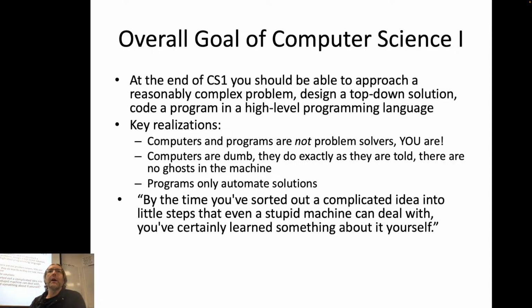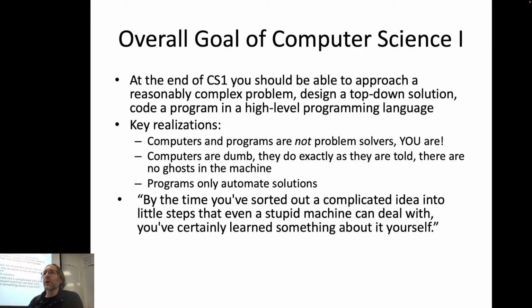Very broadly here, at the end of Computer Science 1, you should have come to the realization, or the skills that you should have acquired are that you can approach a reasonably complex problem, design a top-down solution. That is, you can take the problem, you can break it up into smaller and smaller chunks until that's a single line of code, or it's a single function that's in the standard library or something like that. And then you can implement it in actual code in a high-level programming language.